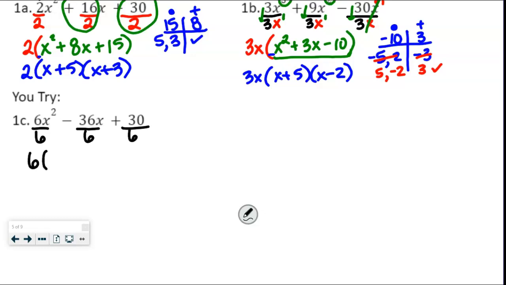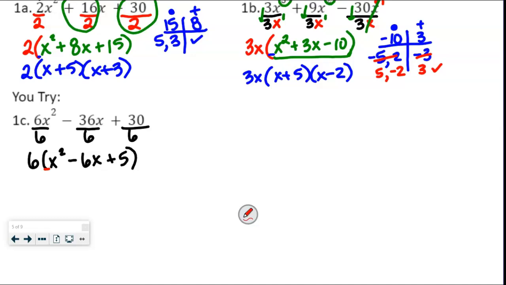So now here I divide everything by 6. Well, 6 divided by 6 is 1, so it's just x squared. Negative 36 divided by 6, negative 6, and then negative 6x. Then 30 divided by 6 is 5. Now we're back to factoring.